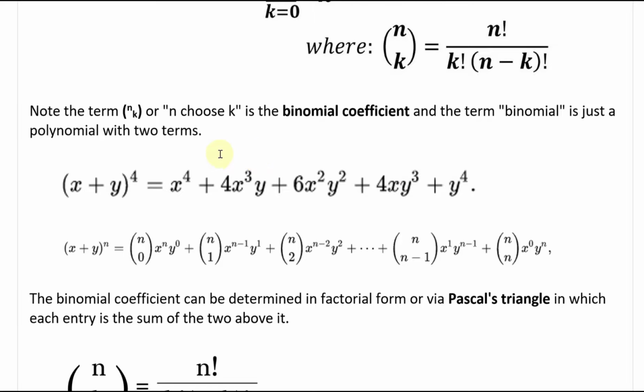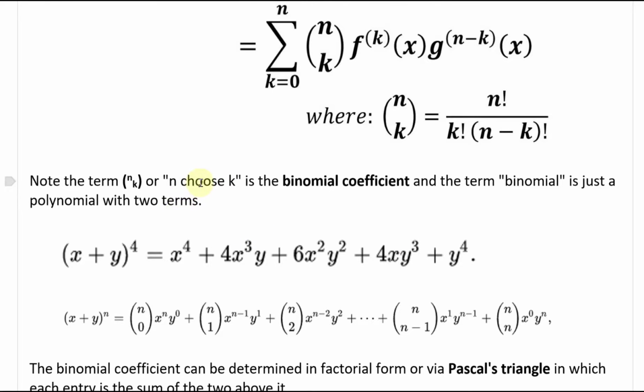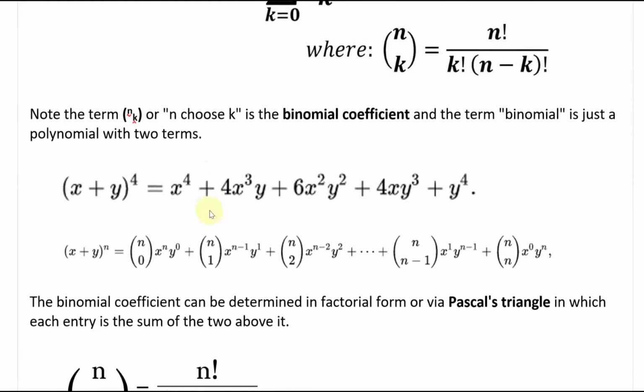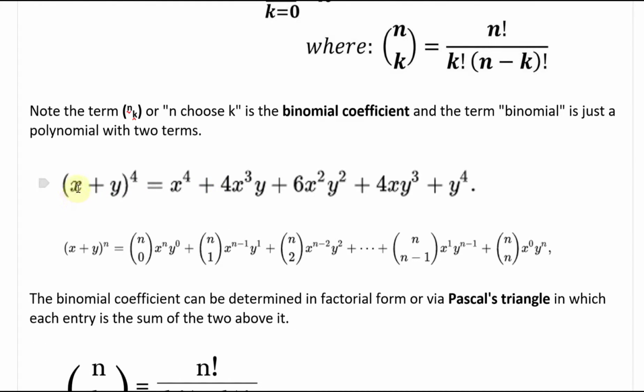And then note that the term n choose k, or n over k, is a binomial coefficient, and the term binomial is just a polynomial with two terms, and it comes from this one here. So if you have x plus y to the power of any integer, for example 4, you're going to have x^4 plus 4x^3 y, and so on. So the coefficients in front are n choose 0, then n choose 1, then n choose 2, all the way to the end, n choose n.